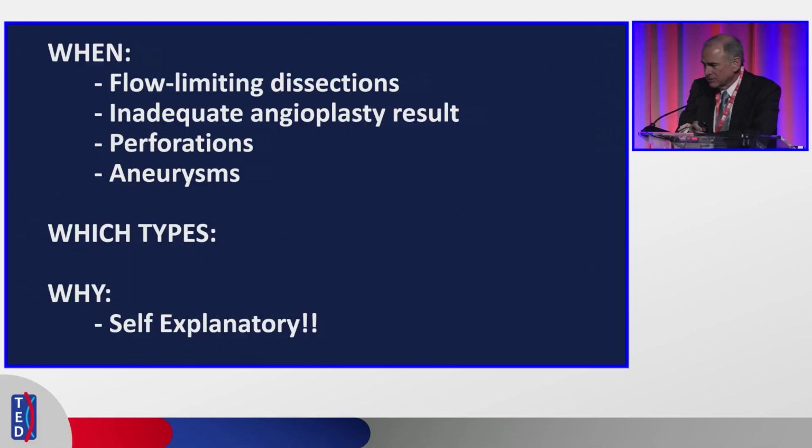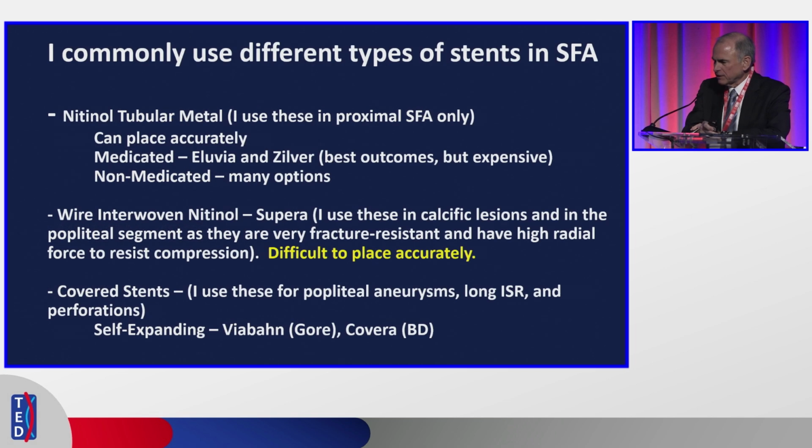So when do I use stents? I use them when I have flow-limiting dissections, when I have inadequate angioplasty results, when I have perforations, and in aneurysms sometimes, when we're treating popliteal aneurysms. Which types we'll speak about and why, and I suspect this will be self-explanatory. So I commonly use different kinds of stents.